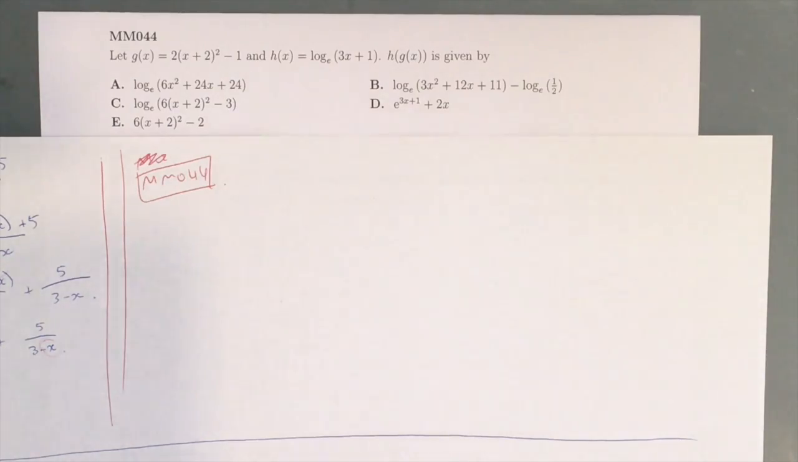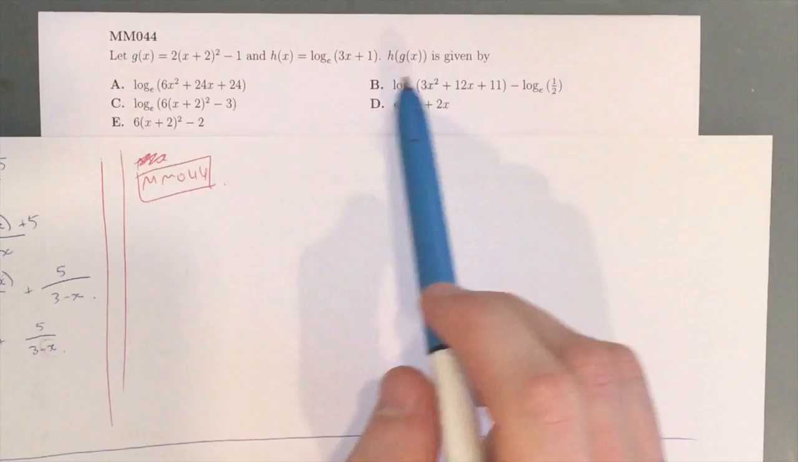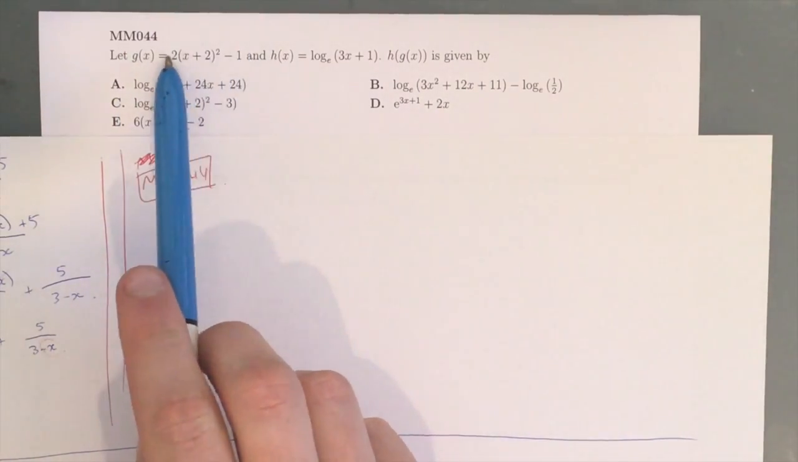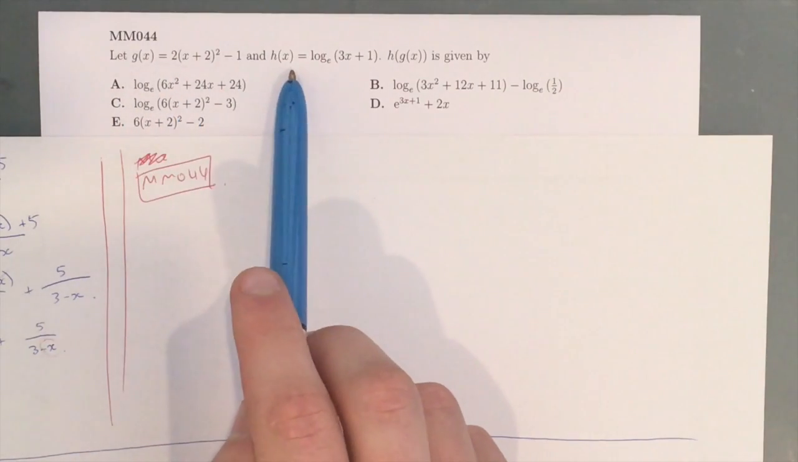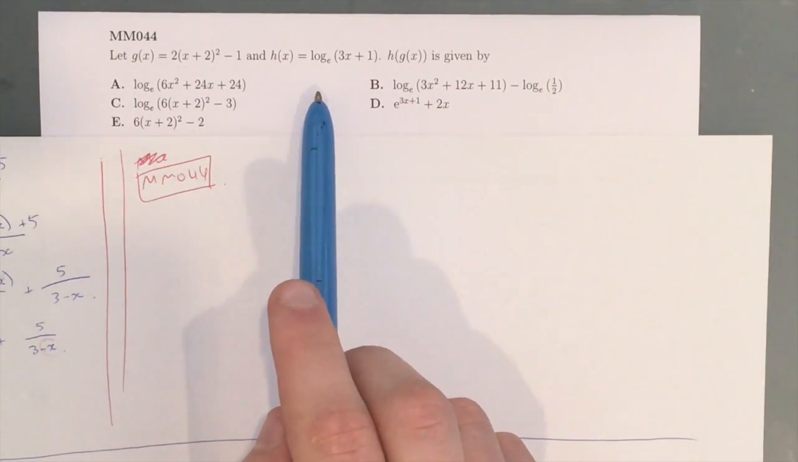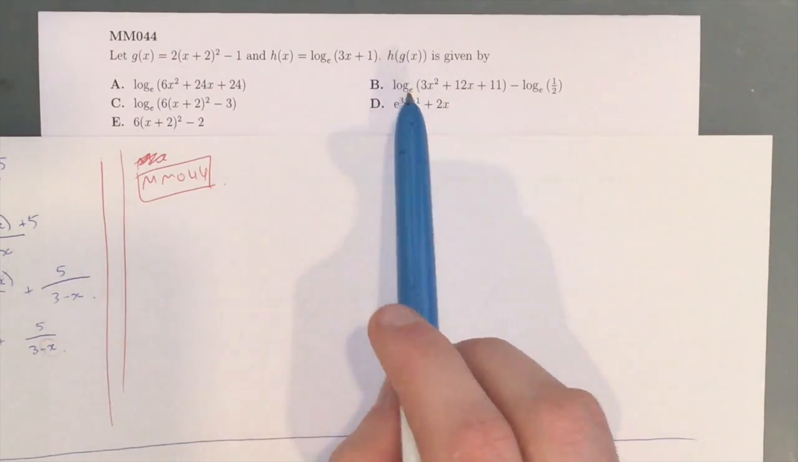So firstly, what is a composite function? I like to say that a composite function is a function within a function. So at the moment we've got g of x equals 2 times (x plus 2) squared, take 1, just a regular quadratic. And h of x equals log e of 3x plus 1, obviously just a log function. We're after h of g of x.